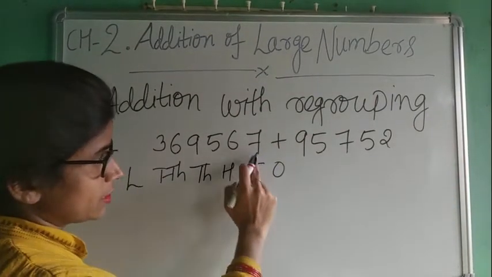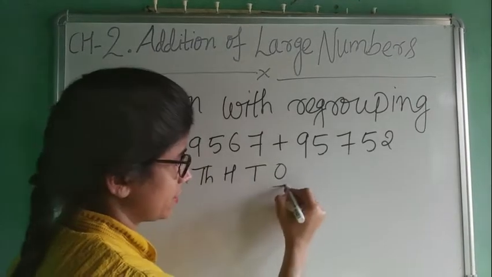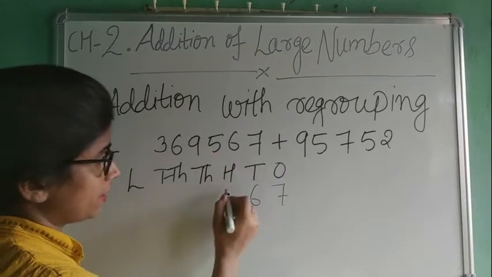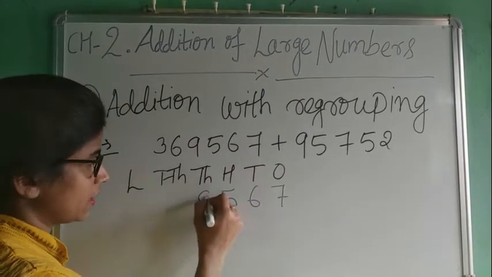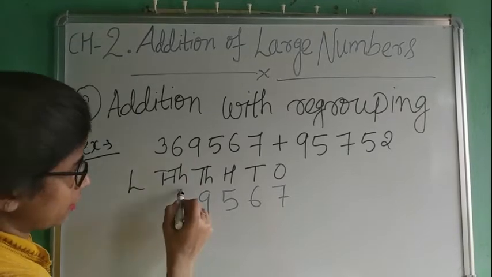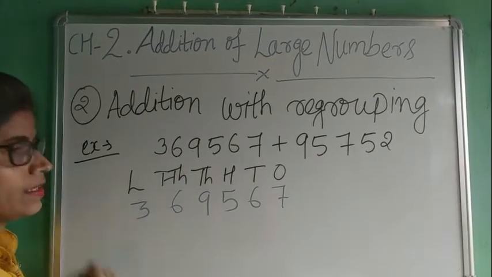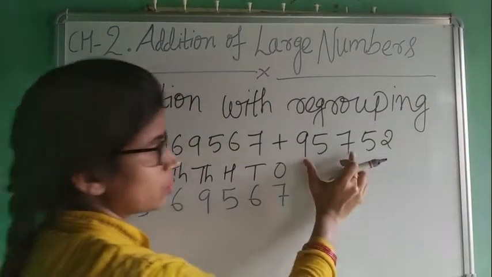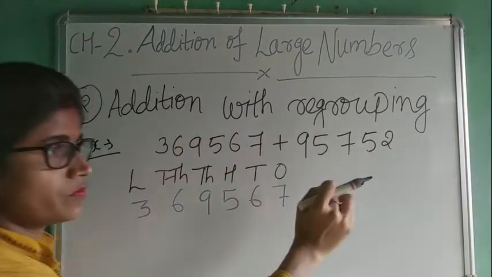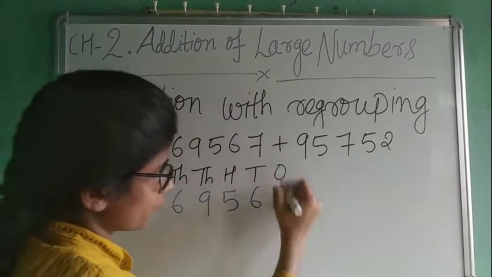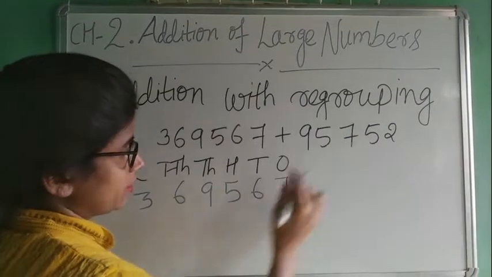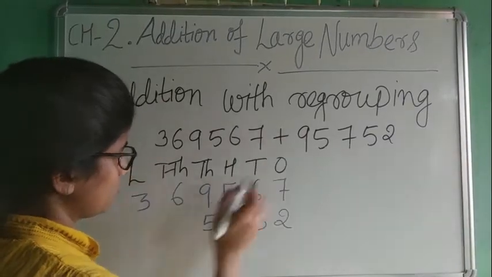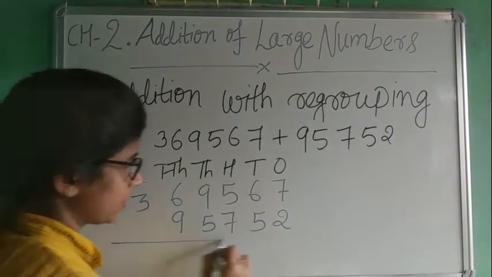First number I am going to arrange. At ones place, in the first number 7 is there. So write 7 under the ones place. Now 6 at tens place, 5 at 100 place, 9 at 1000 place and 6 at 10,000 place. Now 3 at lakh place. Fine. Now let's arrange this number also. For this number at ones place you are having 2. So write 2. Now tens place 5. Now 7. Now 5. Now at 10,000 place 9.